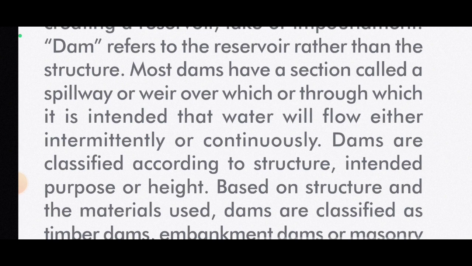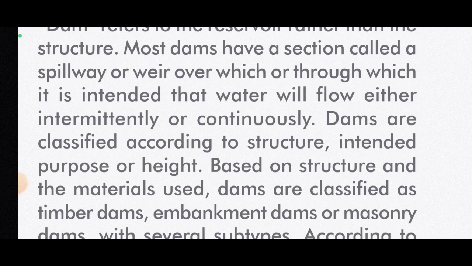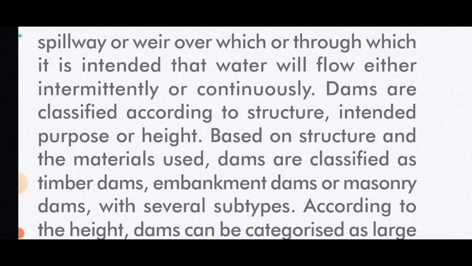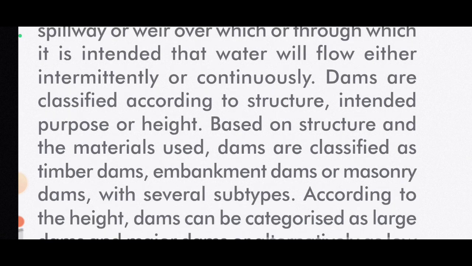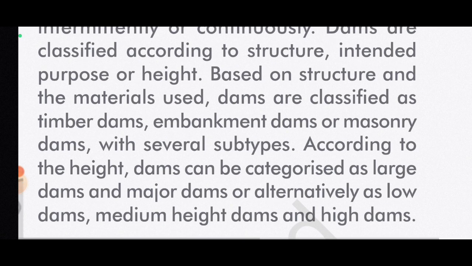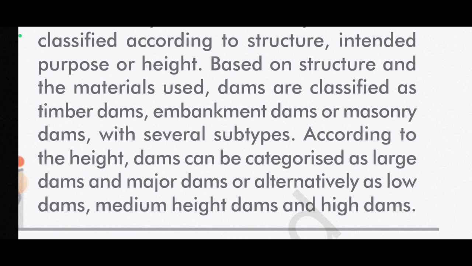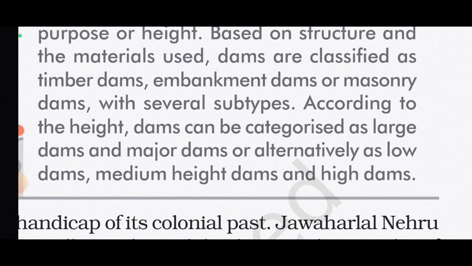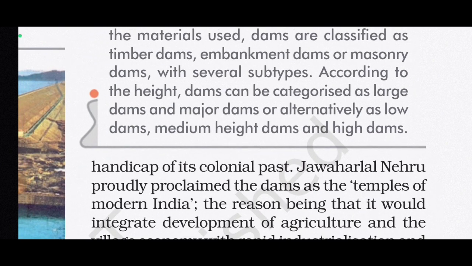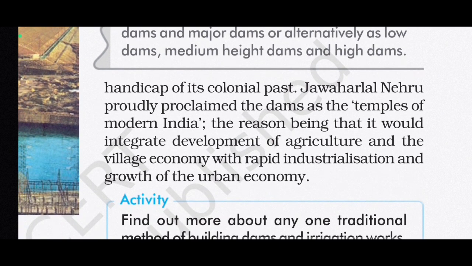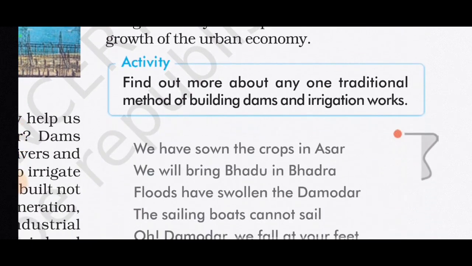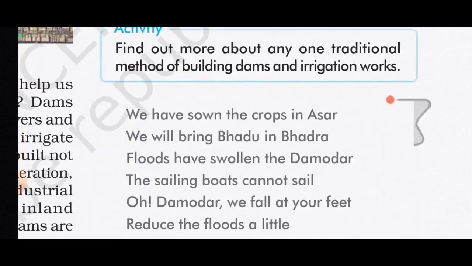Most dams have a section called a spillway over which or through which it is intended that water will flow either intermittently or continuously. Dams are classified according to structure, intended purpose or height. Based on structure and the materials used, dams are classified as timber dams, embankment dams or masonry dams with several subtypes. According to the height, dams can be categorized as large dams and major dams, or alternatively as low dams, medium height dams and high dams.